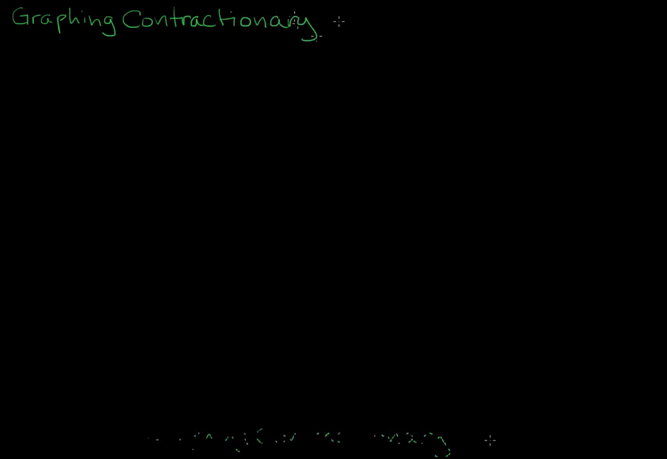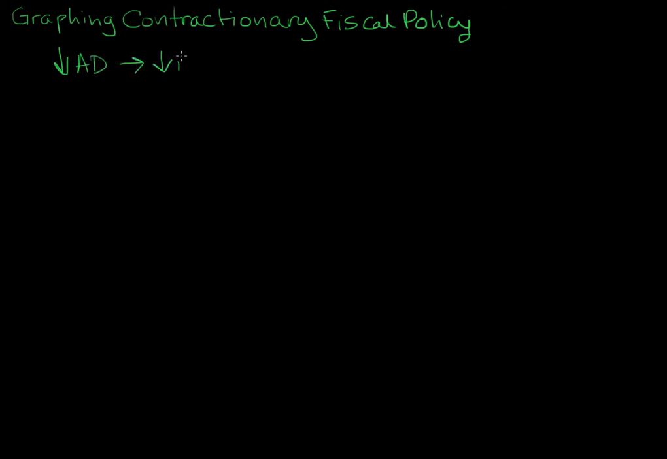Okay, our next lesson here is graphing contractionary policy. So we're going to show how that is demonstrated using graphs. Now again, the purpose of the contractionary fiscal policy is to decrease aggregate demand in order to reduce inflation.